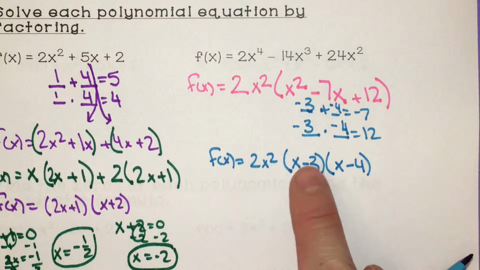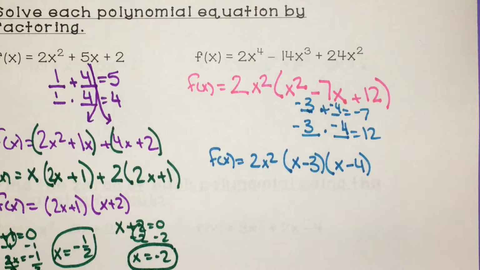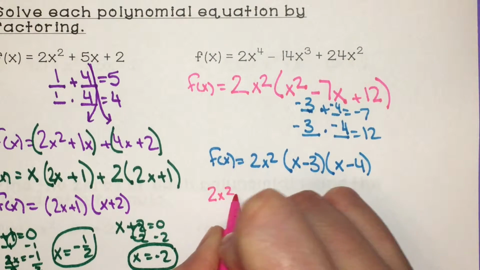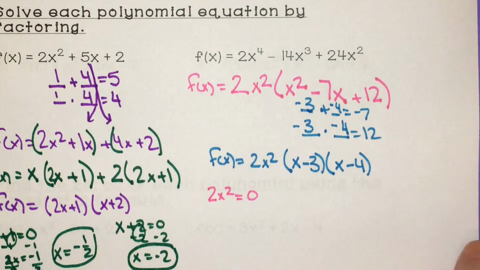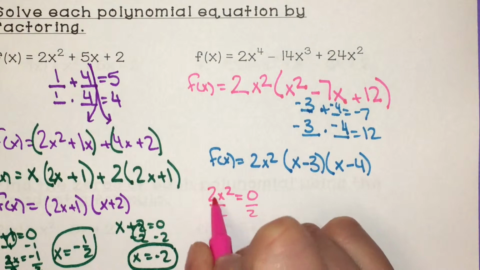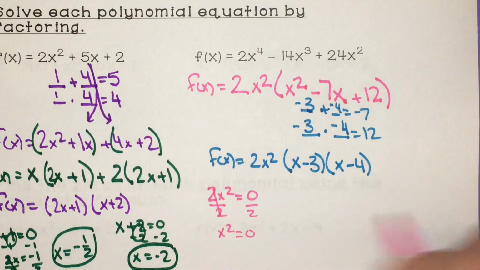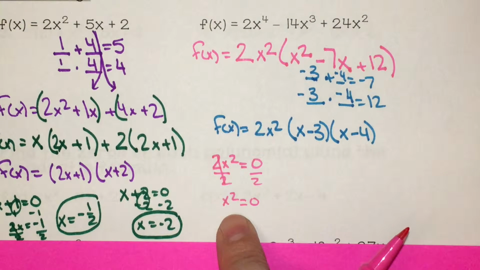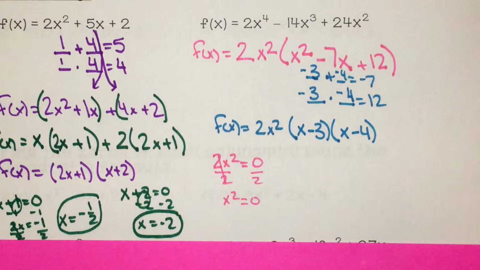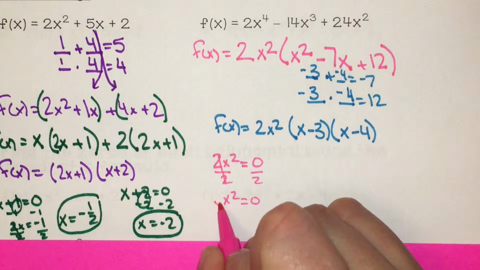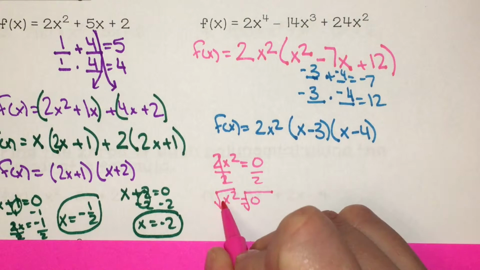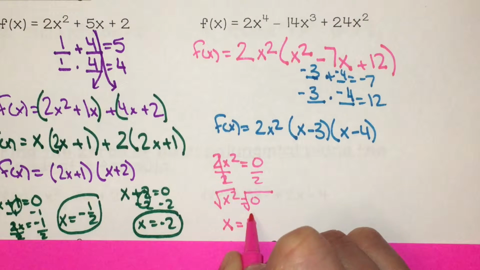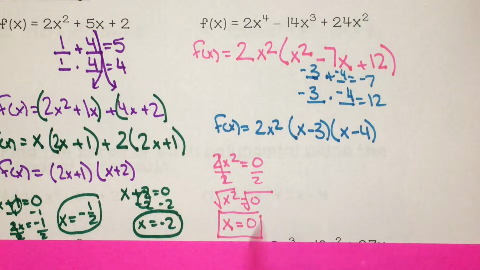Okay, so I have to set each of these equal to 0. We have 2x squared equals 0. To solve for x, divide both sides by 2, and we get x squared equals 0. We want to know what x is, not x squared. Opposite of squaring something is taking the square root. So to solve for x, I'm going to take the square root of both sides. Square root of x squared is x, equals square root of 0 is 0. So this is one of my answers.